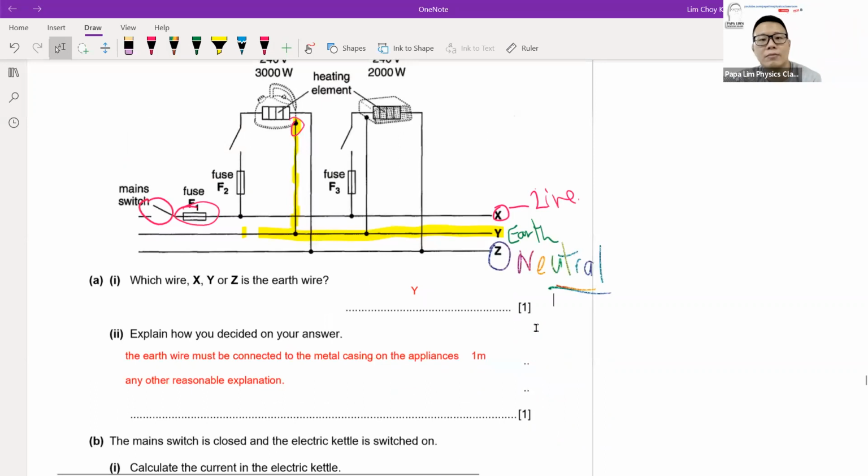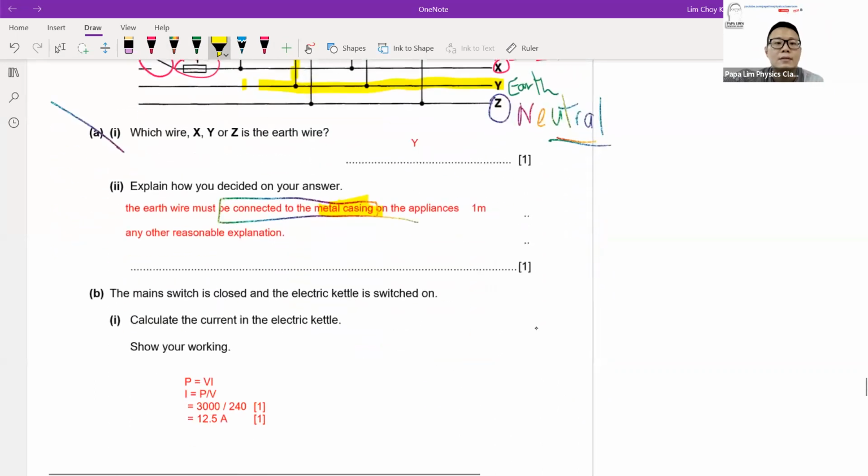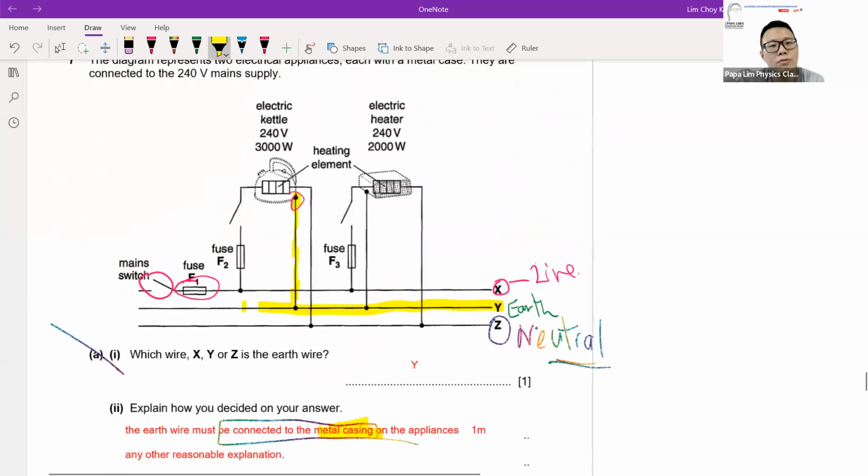So I think with all this, part A is out already. You have done it. And I also have explained why I know Y is an earth cable, because it's connected to the metal casing. Keyword, remember, metal casing. Now, the switch is closed, calculate the current. I would say it's quite straightforward. For any of the objects here, if I'm looking for the heater, if I have the power and the potential difference, I will be able to calculate the current in the heater by using the formula P equal to IV.